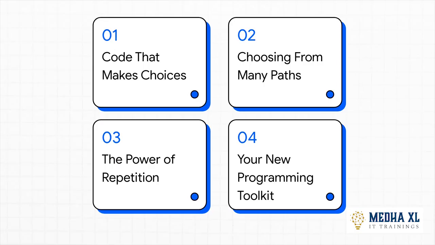So, here's what we're going to cover. First, we'll see how to make our code make simple choices. Then, we'll level up to handle lots of different options. After that, we'll unlock the incredible power of repetition. And we'll wrap up by looking at the brand new toolkit you'll have to write some seriously smart programs.